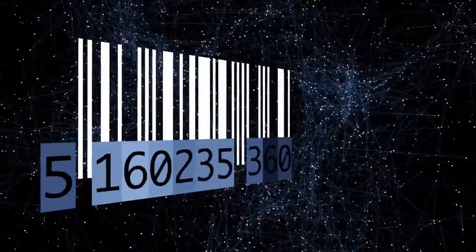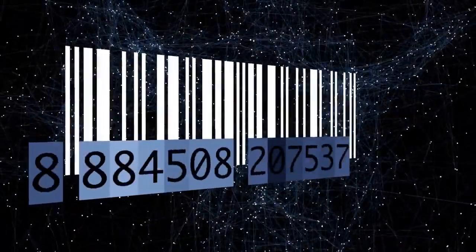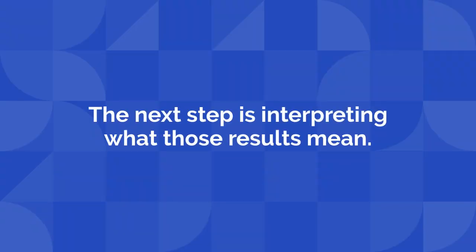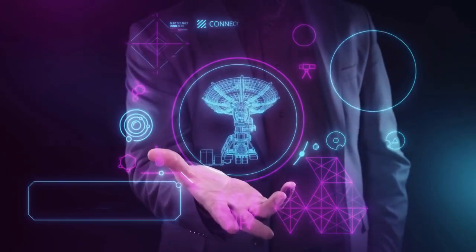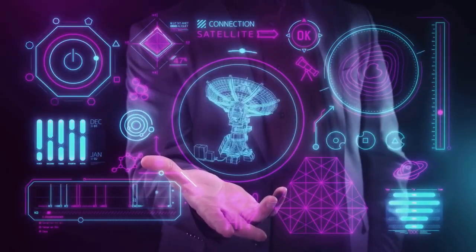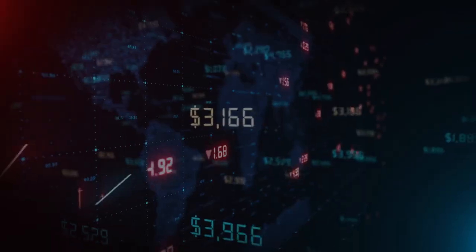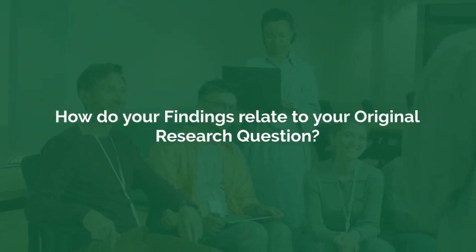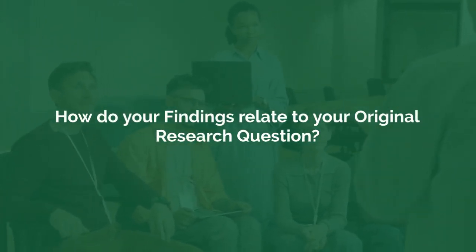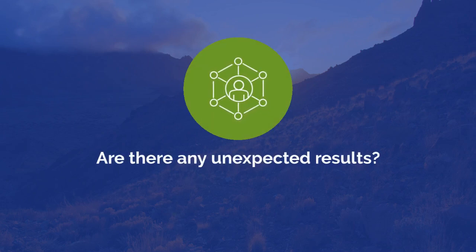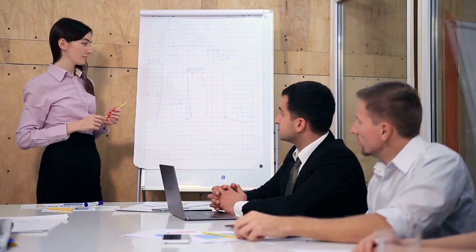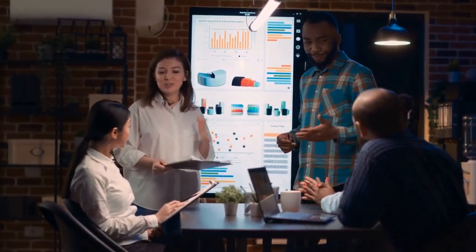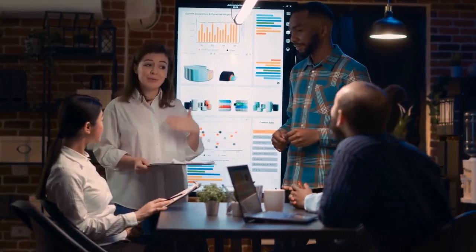Once you have crunched the numbers and run your analysis, the next step is interpreting what those results mean. Interpretation is about going beyond the numbers and understanding the story your data is telling. So, what trends are emerging? How do your findings relate to your original research question? Are there any unexpected results? These questions must be answered when you are interpreting your data and presenting your findings.